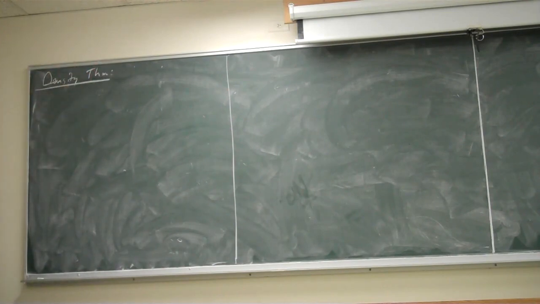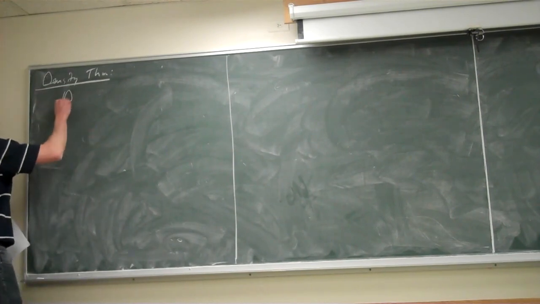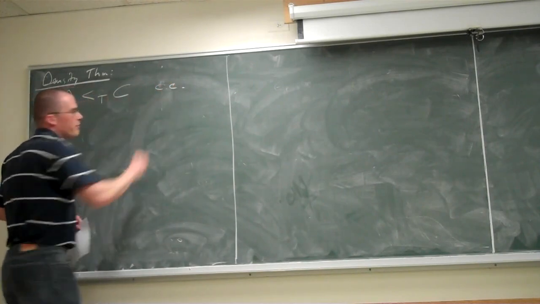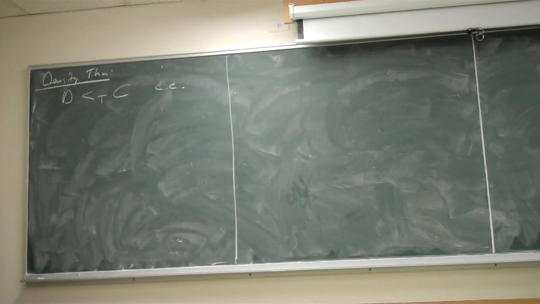So, density theorem, last theorem of the course. You already know what it says, you have known what it says for a long time. If you have two CE sets, it only goes for CE sets, strictly ordered like this, then there is a CE set in between.